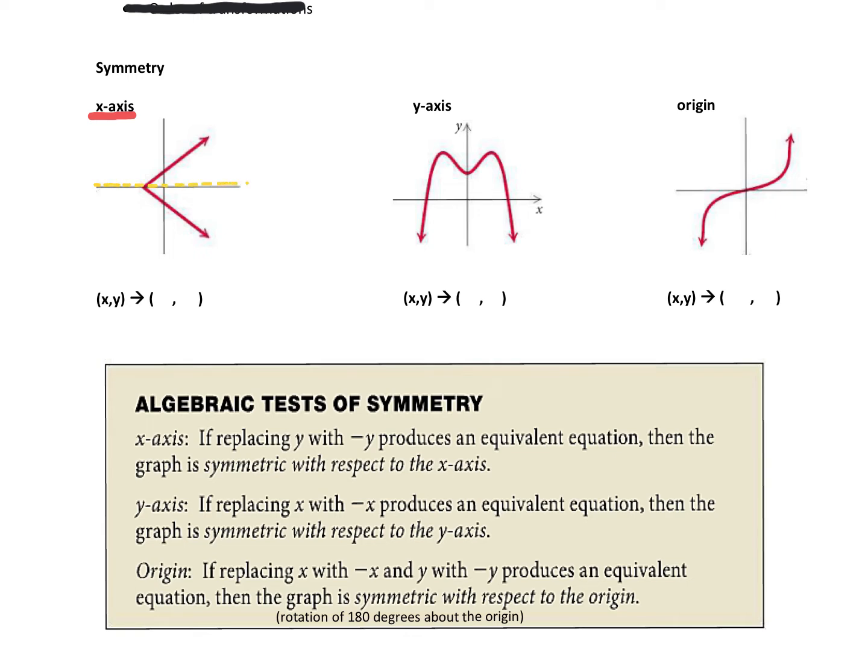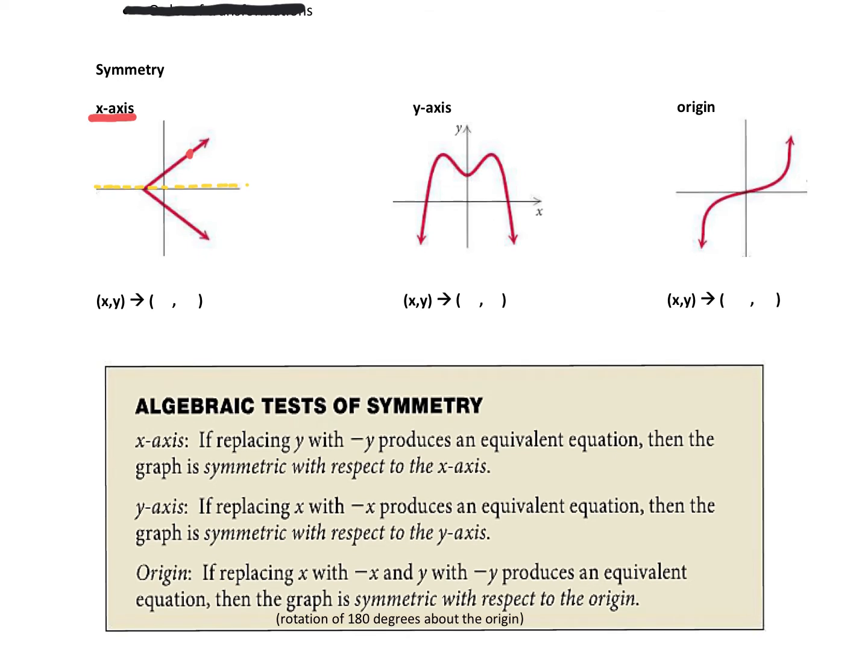So that means that if I have some ordered pair (x, y), then I'm also going to have the ordered pair (x, -y). If I have symmetry with respect to the y-axis, it's going to be symmetric to that axis there. And if I have some ordered pair (x, y), I'm also going to have the ordered pair (-x, y).